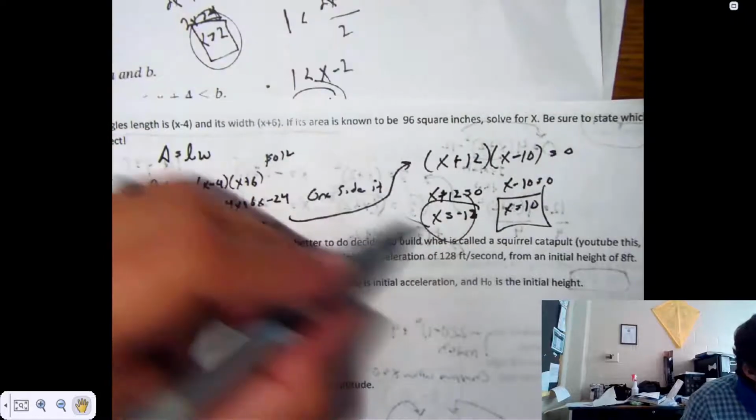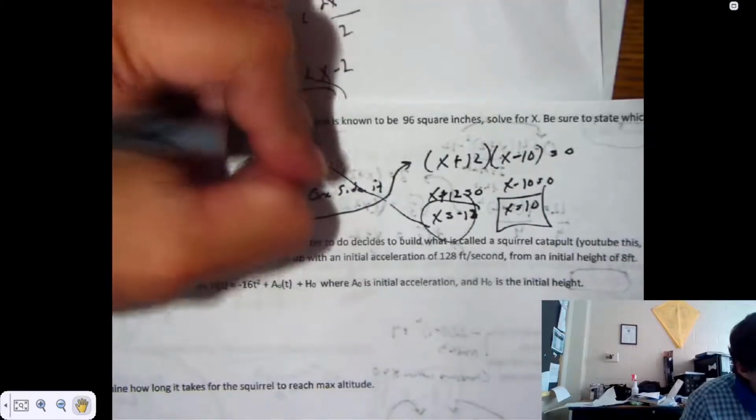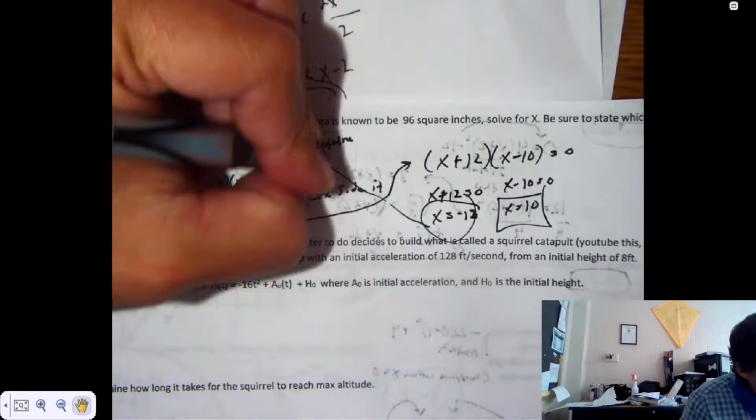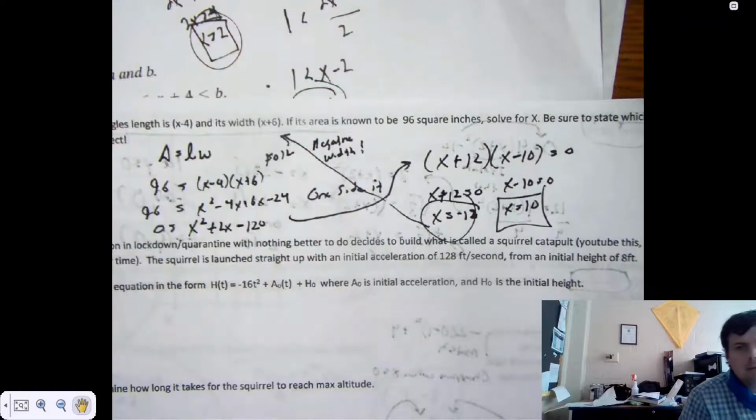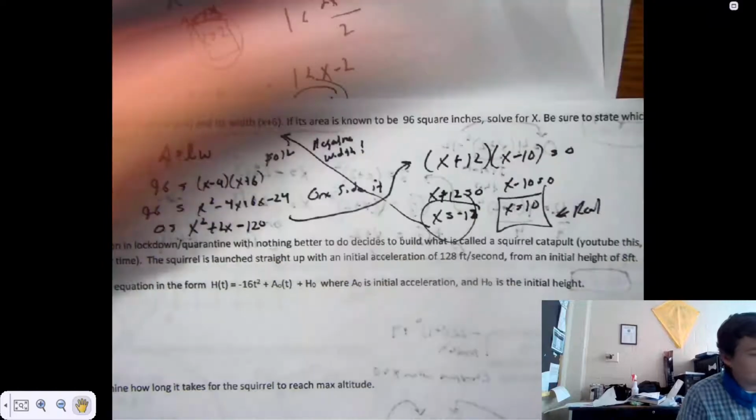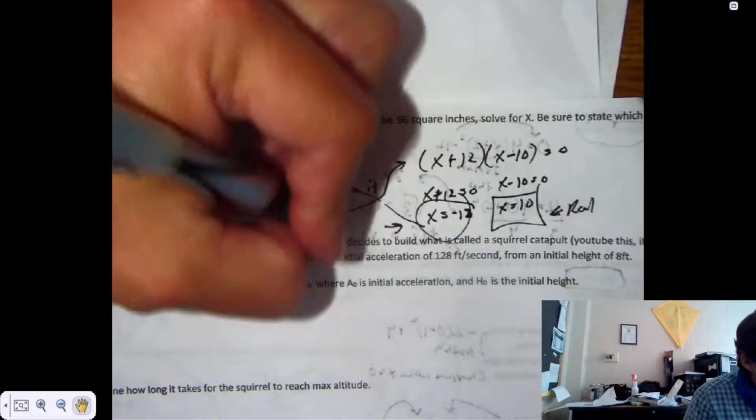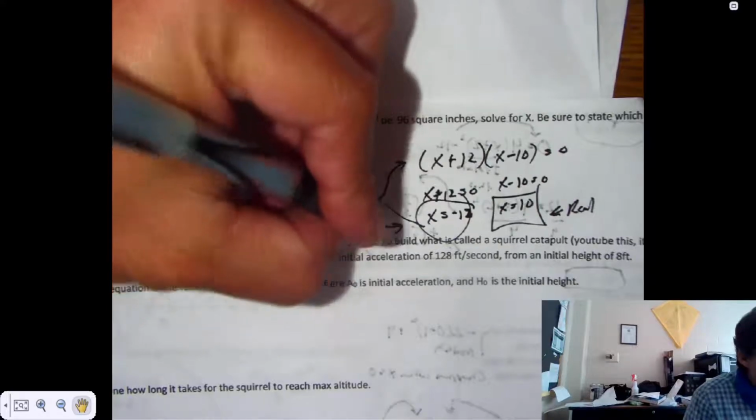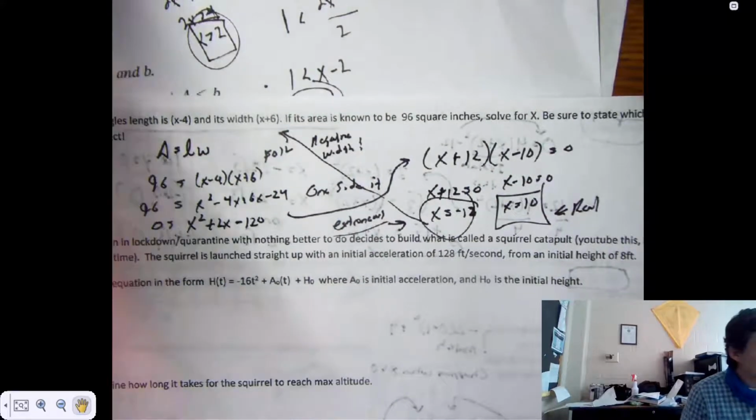Because if I throw this up here, I have negative width. It doesn't make any sense. Here's your real answer. Might even be a bonus question. We call this extraneous. It's extraneous. Doesn't make a lick of sense.